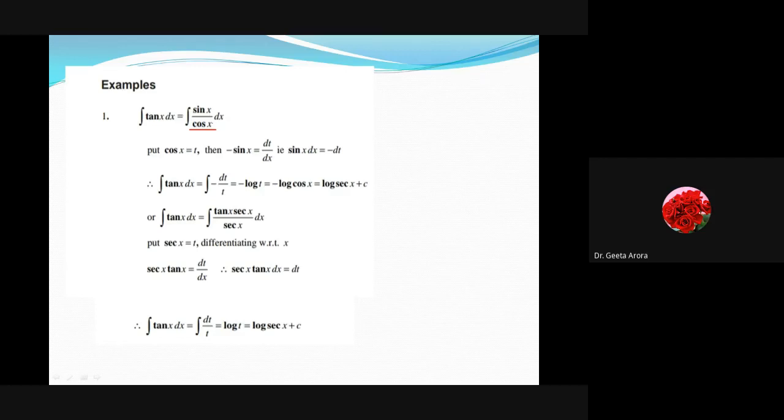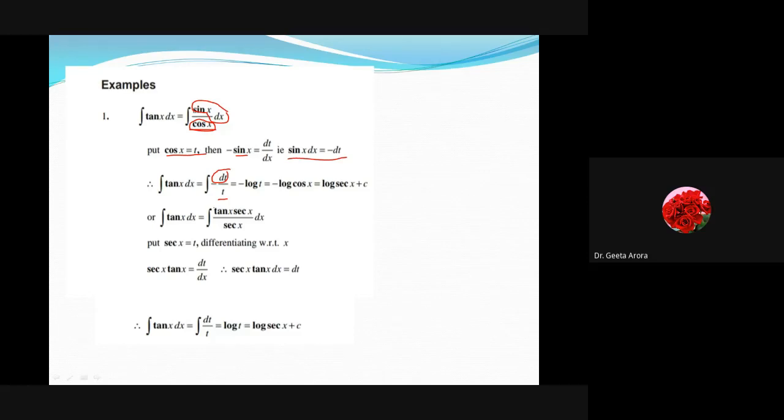So here, let us take cos x as t. If cos x is equal to t, then in finding the derivative of cos x, we will get sin x, with a negative sign, because the derivative of cos x is minus sin x. So we can say if cos x is equal to t, then sin x dx is equal to minus dt. It means this numerator part, sin x dx, can be written as minus dt, and the denominator part cos x is written as t. So what we are getting is negative dt by t.